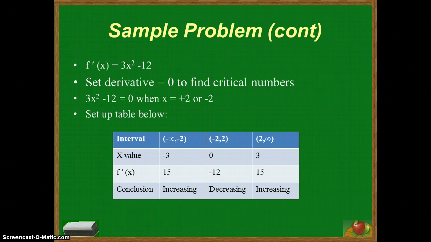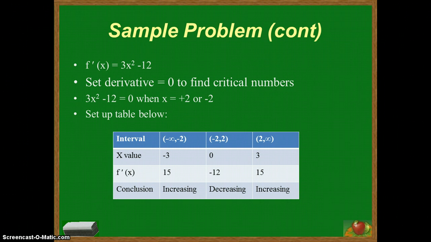Once I have the first derivative, I set it equal to 0 to find the critical numbers, which turn out to be x equals plus or minus 2. I set up a table below where I'm using the endpoints of the domain and the critical numbers as endpoints of my individual test intervals. So I have negative infinity to negative 2, negative 2 to 2, and 2 to infinity. Notice the endpoints are not included.